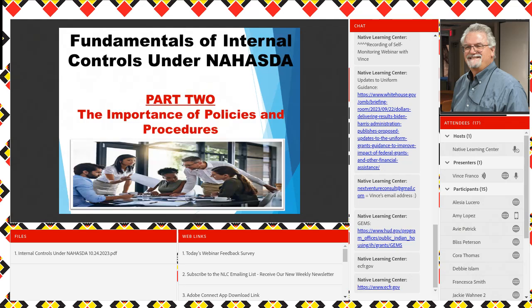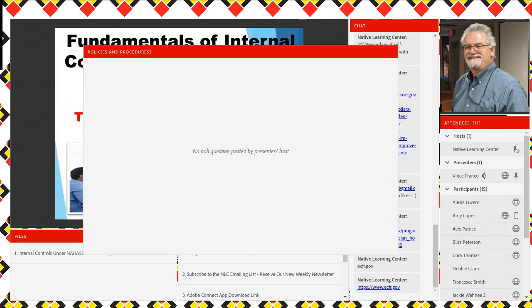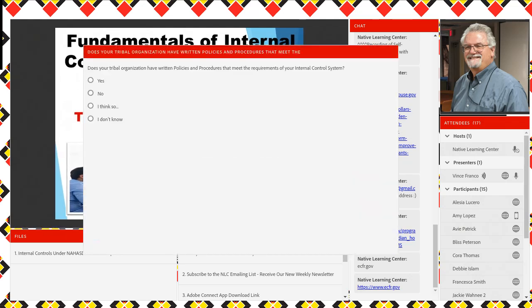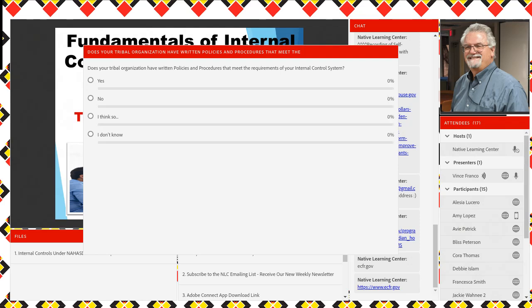So let's move into the next one. Let's take internal controls into active policies and procedures. Brooke, if you could throw up the next poll, if you don't mind, let's get an idea where we are with internal controls. Does your tribal organization have written policies and procedures that meet the requirements of your internal control system? Let's take just a few minutes to look at that.